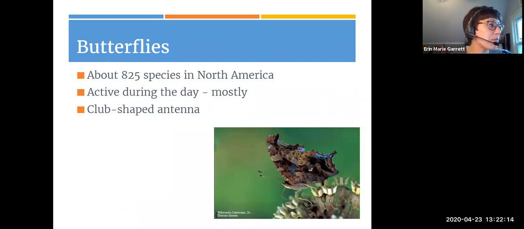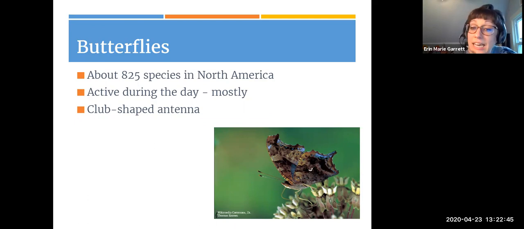Okay, let's move on to our butterflies. In North America, we have about 825 species of butterflies, about 150 to 200 in Illinois. So a much narrower window of species to look through and try to identify and figure out what you have in your garden, okay? We say that butterflies are active during the day. That's mostly true. There are some that are active at night though.